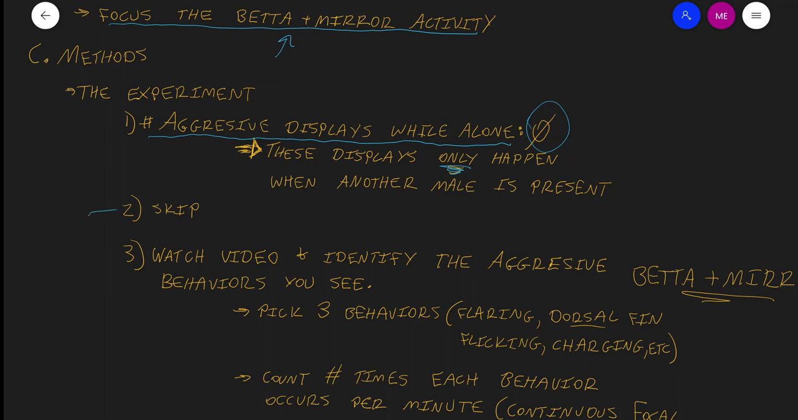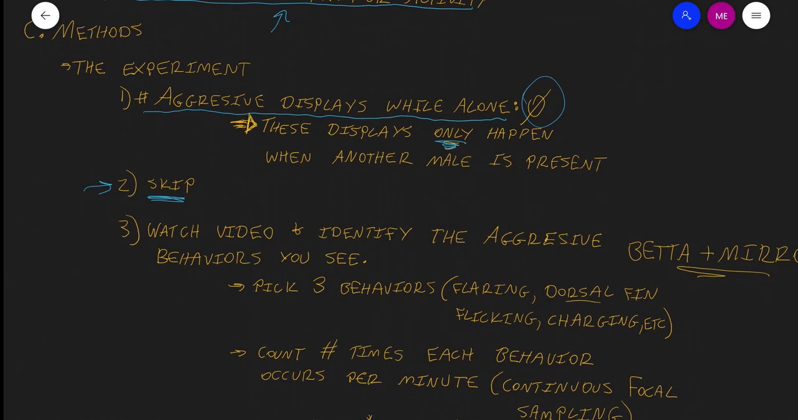Now, question 2 in your lab manual under the methods, you're just going to skip it. Okay? Now, in part 3, question 3, to collect the data for the experiment, and the experiment is a section in your lab manual. All right, so this is in the lab manual.